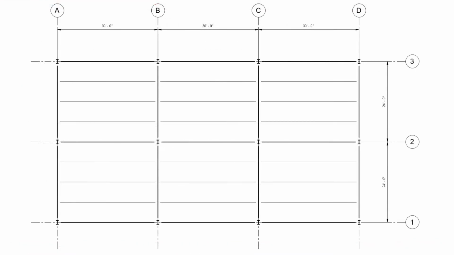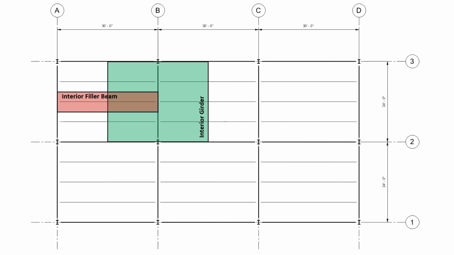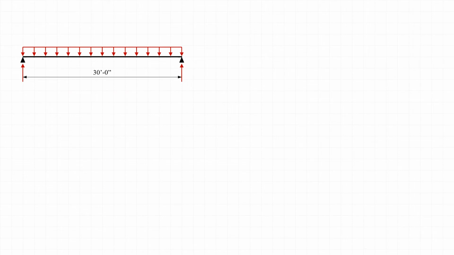So this is a framing plan for the roof again, and we're going to consider the girder along framing line B2, B3, and we're going to consider the filler beams that frame into it. Here's one of them that runs from framing line A to framing line B. So the first thing I'm going to do is consider the loading on that filler beam. So let's take Q equal to 100 pounds per square foot again.